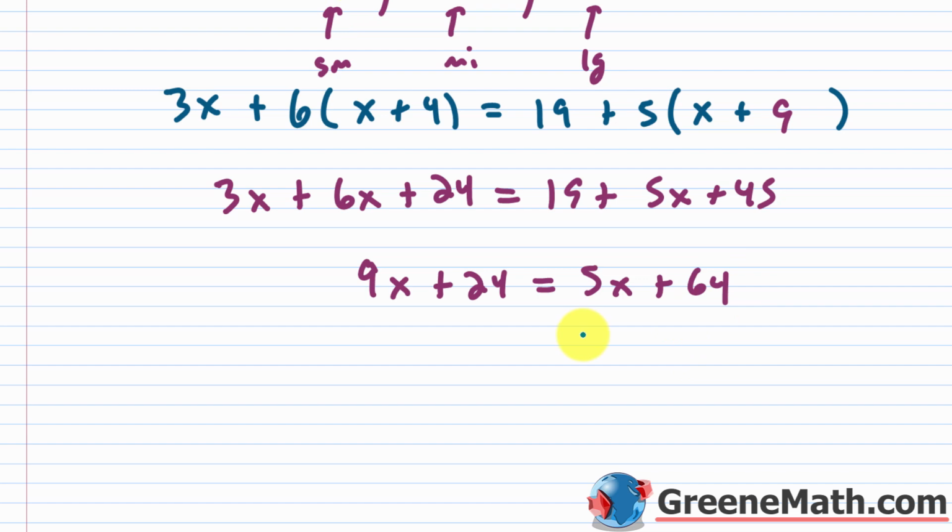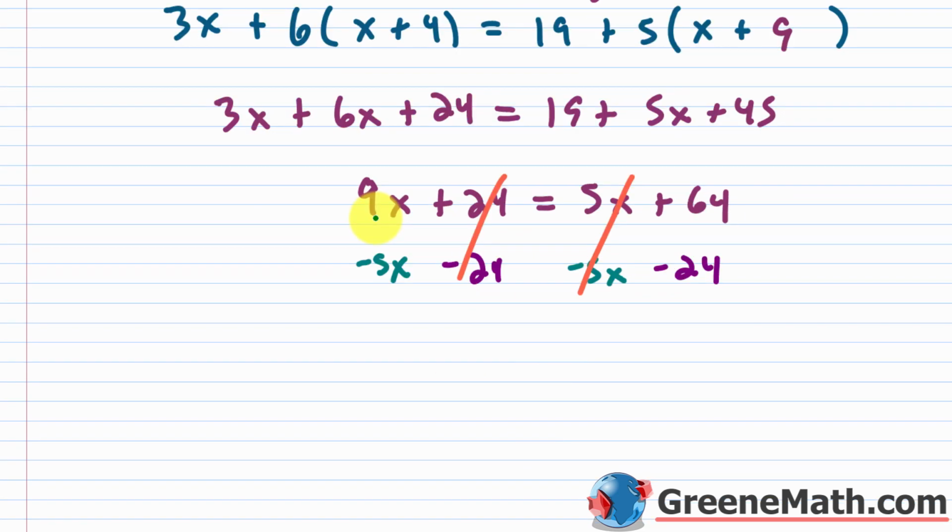So let me subtract 5x away from each side of the equation. And so this will cancel right here. And let me subtract 24 away from each side of the equation. And so this is going to cancel. Then we'll have 9x minus 5x. That's going to be 4x. This equals 64 minus 24, which is going to be 40.